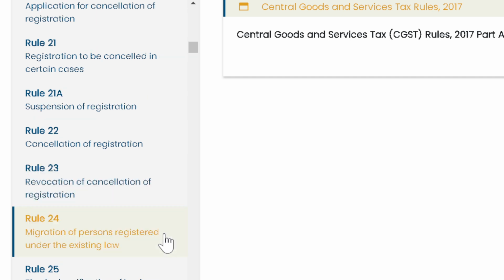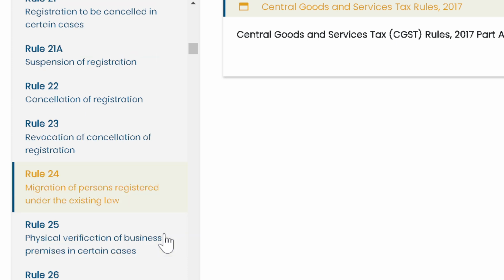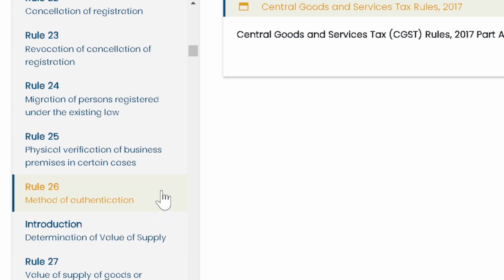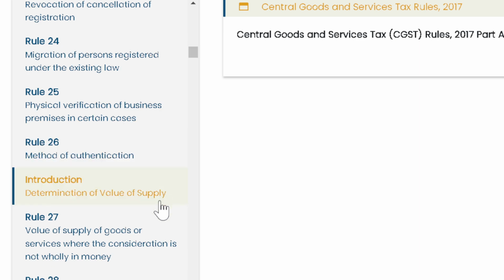Rule 24, Migration of person registered under the existing law. Rule 25, Physical verification of business premises in certain cases. Rule 26, Method of authentication. Then the next one is determination of value of supply. Now we will be discussing determination of value of supply.